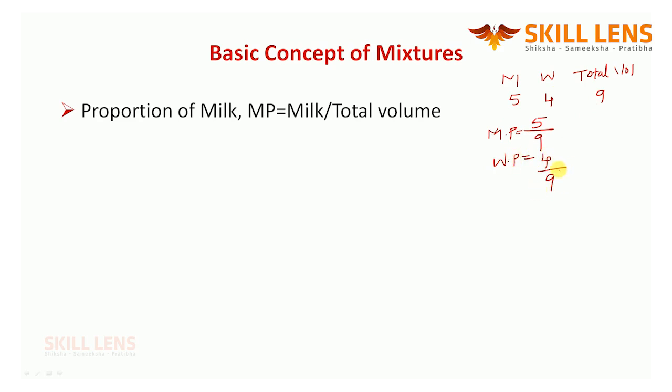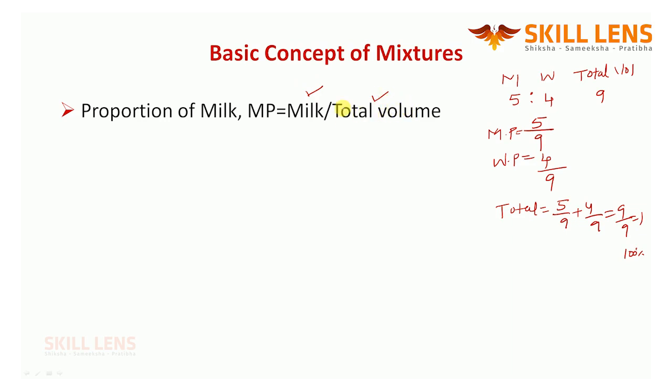Yes. And if you want the total proportion, it is 5 by 9 plus 4 by 9, which is 9 by 9, which always equals 1. Okay. And if you want to say it, it is 100%. So this is how you need to understand. So always remember, the proportion of milk is nothing but milk in the numerator and the total volume in the denominator. That is very, very important.